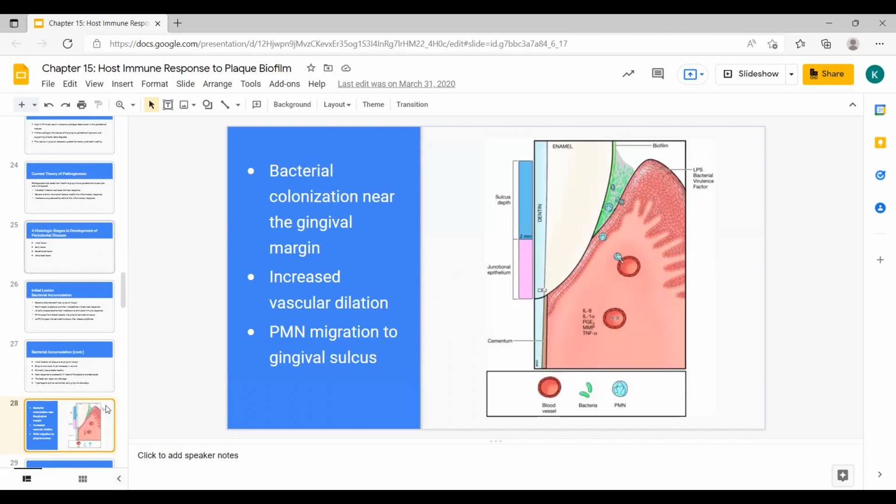So this is just a picture of the bacterial colonization near the gingival margin. We get the increased vascular dilation, okay? And the PMNs are going to migrate into the gingival sulcus, okay? So you can see the PMNs coming out of the blood vessel into the gingival sulcus here, okay?